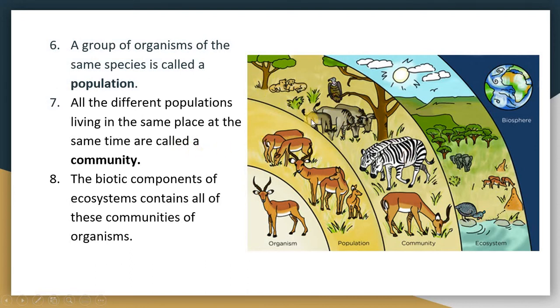So we look at this diagram here, community. There is a population of the deer, a population of the zebras, and I believe a population of lions, populations of buffaloes. And so these are called a community. Then, of course, the biotic components of ecosystems contain all of these communities of organisms. So different communities actually make up one ecosystem.